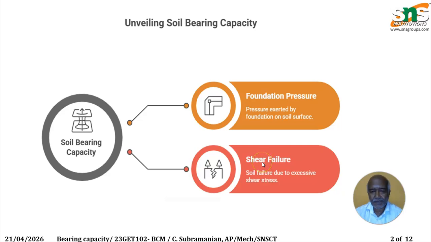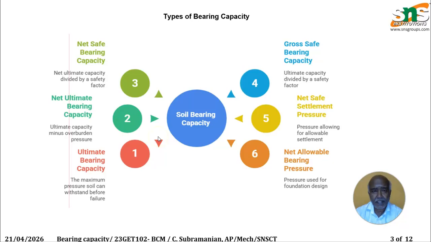Foundation pressure is the pressure exerted by the foundation on the soil surface itself, whereas shear failure is soil failure due to excessive shear stress, due to excessive loading on the building itself. Also, you can see in the bearing capacity, the hard sand or gravel sand will have a higher bearing capacity than loose sand or silty sands.